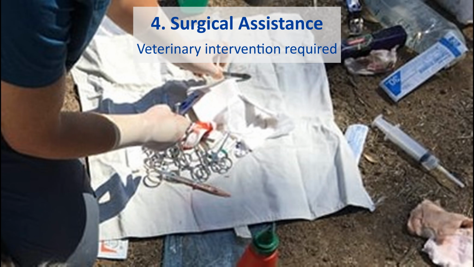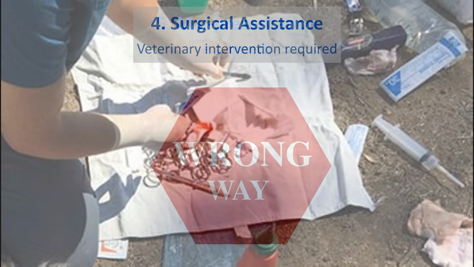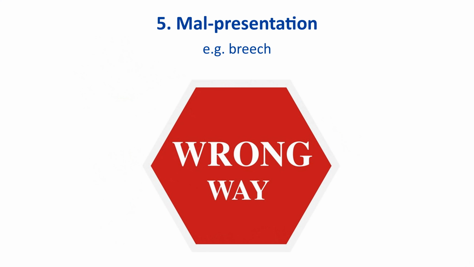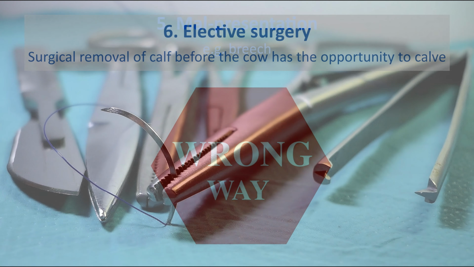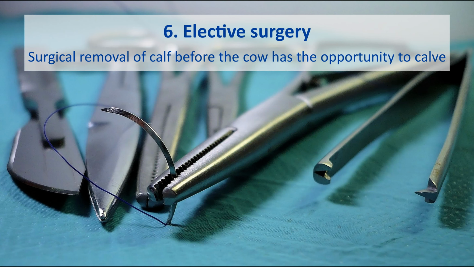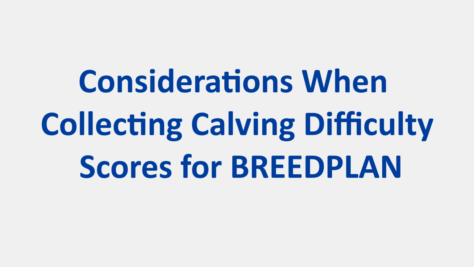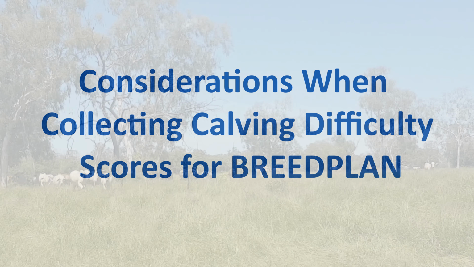This occurs when intervention by a vet was required. Score 5 is malpresentation, for example, a breech presentation. Score 6 is elective surgery. This score should only be used when there has been surgical removal of the calf before the cow has had the opportunity to calve. There are several other considerations when collecting calving difficulty scores for BREEDPLAN.